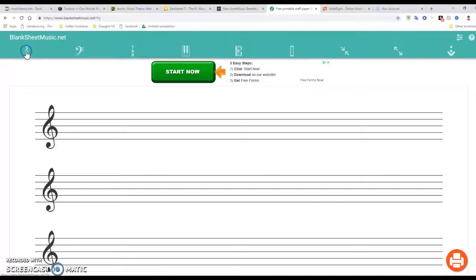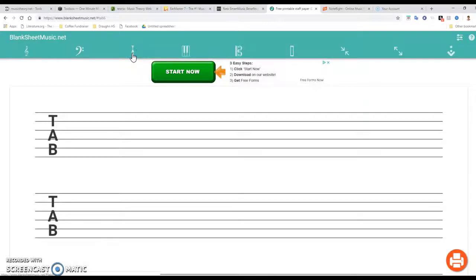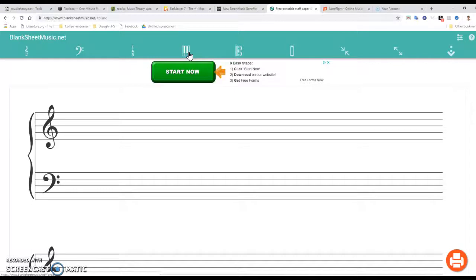If you just need all treble clef, you can select that, all bass clef. If you had guitar students and you were teaching that, you could do tablature. If you want grand staff, so you're using both bass and treble clef. Of course, you would probably not use the alto clef unless, for some rare reason, you would need that. But then you can print it out on the computer and have it for them to use, or you can just give them this website and they can print off their own.